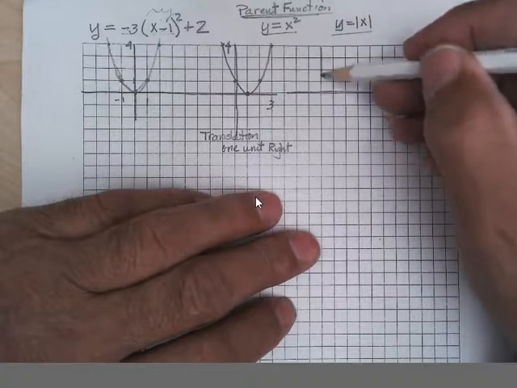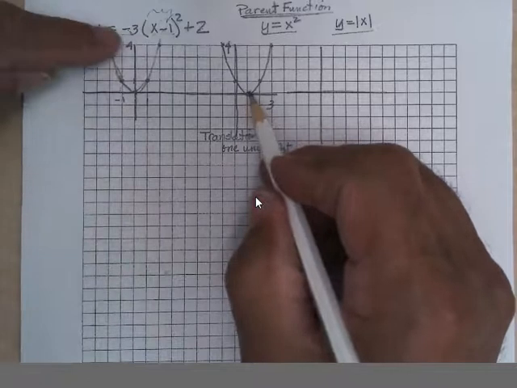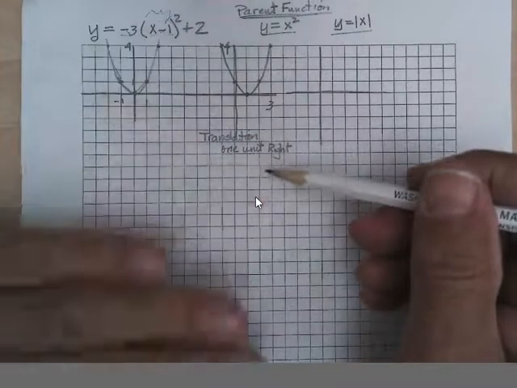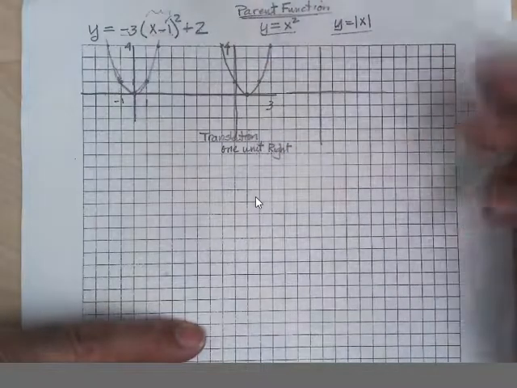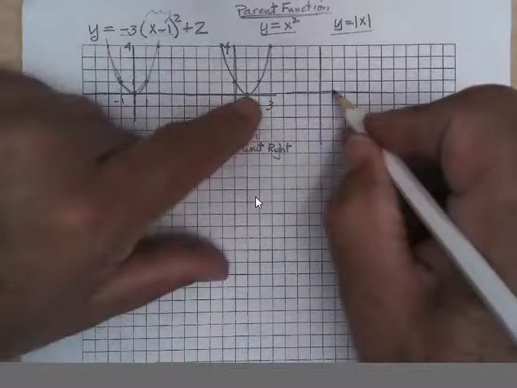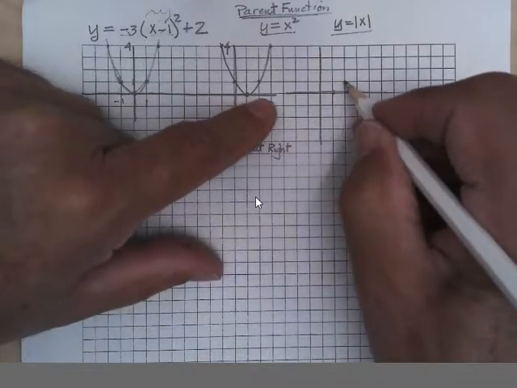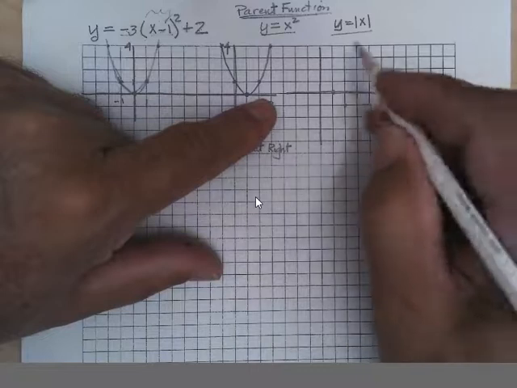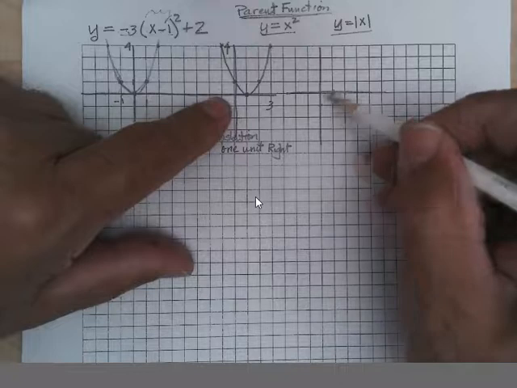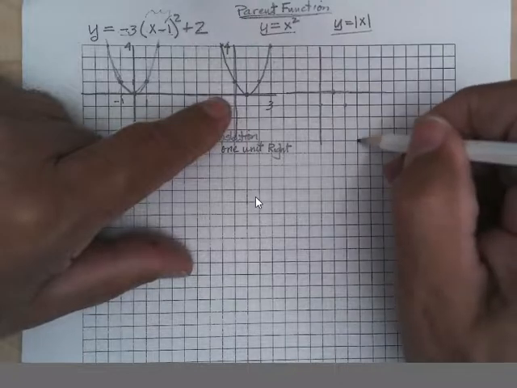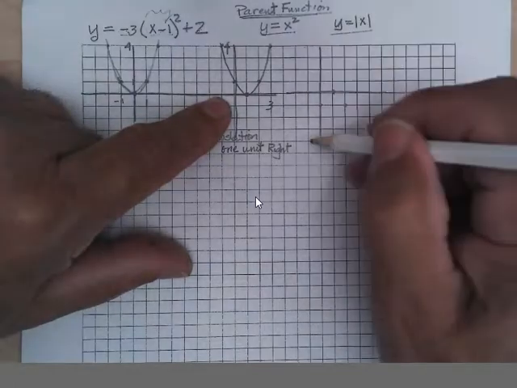So here's my axis, and I'm going to do the minus. The minus is on the outside, which works in the vertical direction. So it's going to cause a flip over the x-axis. So this point at 1, 0 stays at 1, 0. The one at 2, 1 goes to 2, minus 1. The one at 0, 1 goes to 0, minus 1. 3, 4 goes to 3, minus 4. And minus 1, 4 goes to minus 1, minus 4.